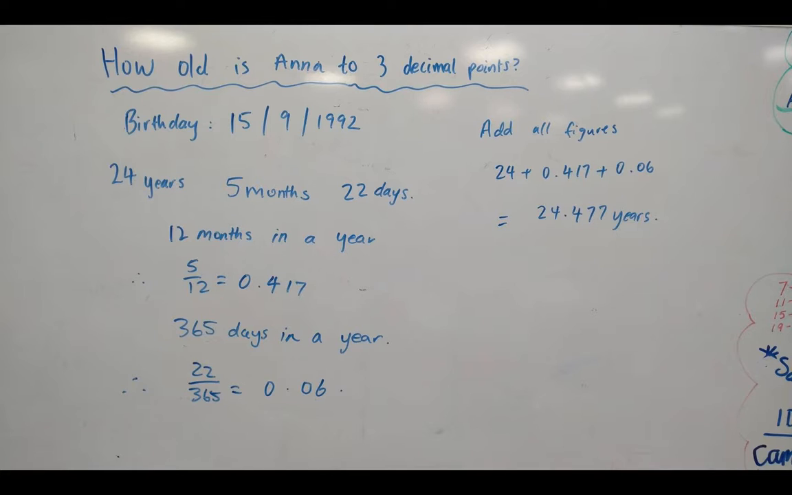Using the calendar, we worked out that I was 24 years, 5 months, and 22 days old. Considering that there are 12 months in a year, we put 5 months divided by 12 in the calculator and worked out it was 0.417. And considering that there are 365 days in a year, we put 22 days divided by 365 days and worked out it was 0.06. So we added all the figures together. So 24 years plus 0.417 plus 0.06. Using the calculator to add these figures, we worked out that I was 24.477 years.